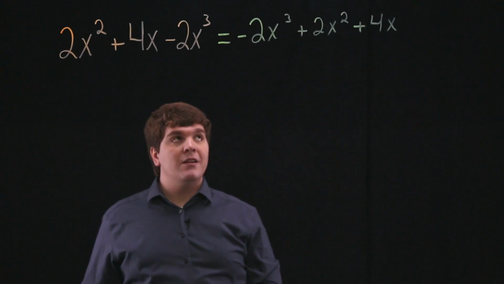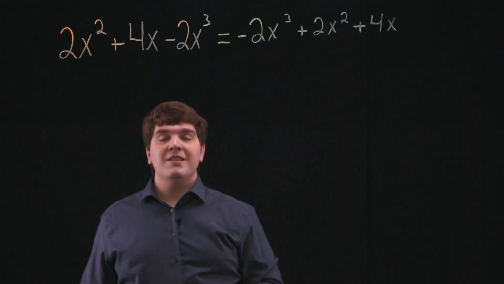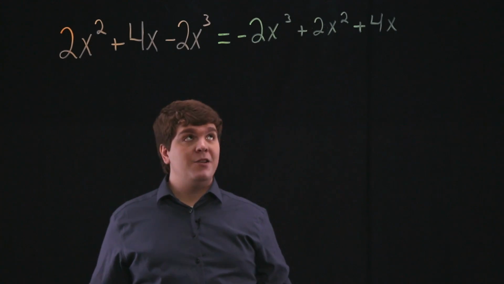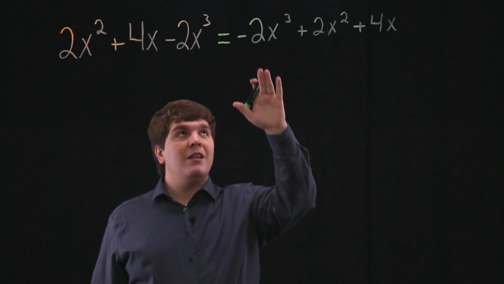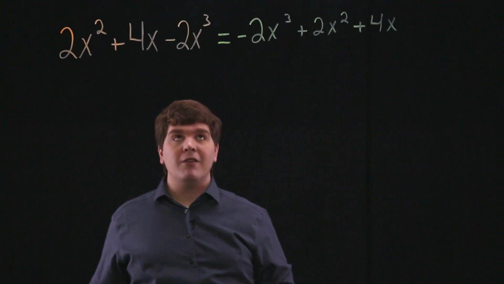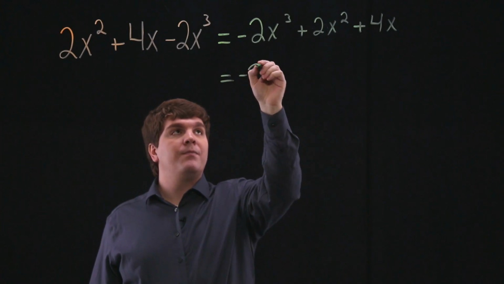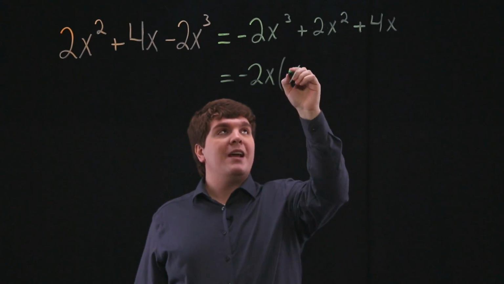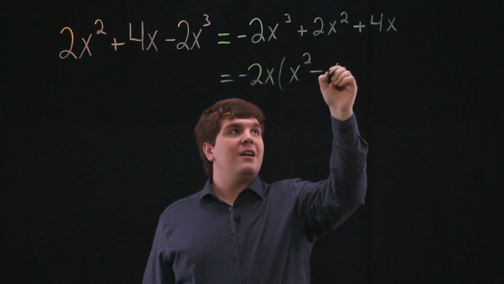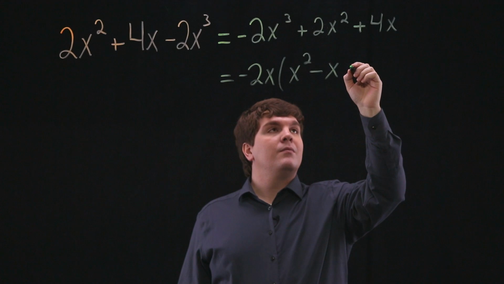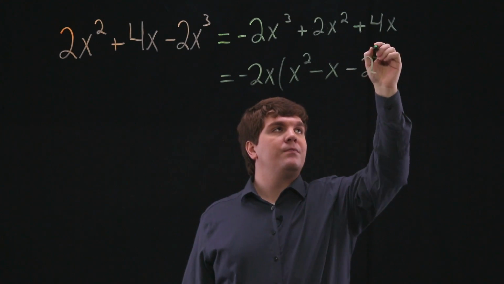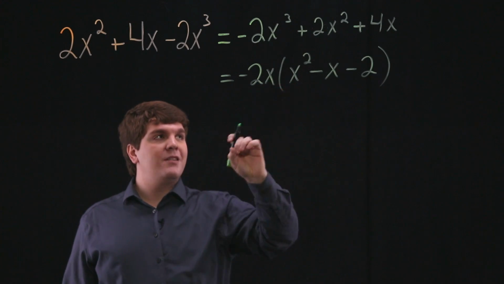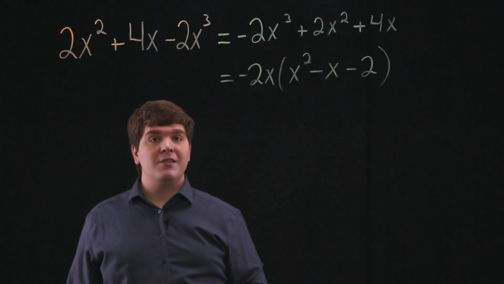Now what we'll want to notice here is that each of these terms has a factor of 2x. So what we'll want to factor out is a 2x. But to make life easier throughout the problem, we'll factor out a negative 2x. And what we're left with is a negative 2x times an x squared minus x minus 2. So now we have negative 2x times x squared minus x minus 2.